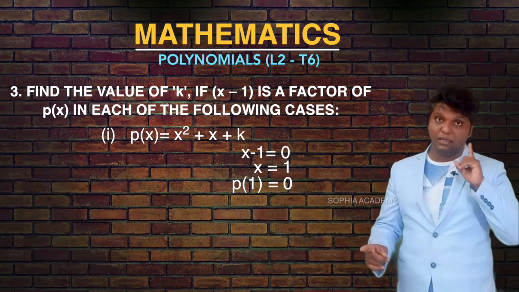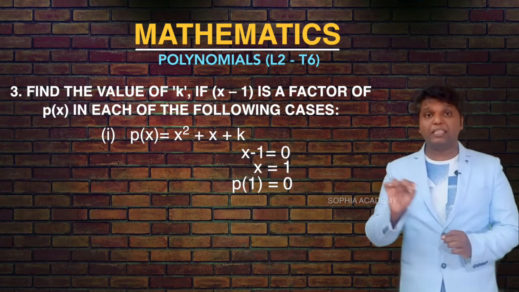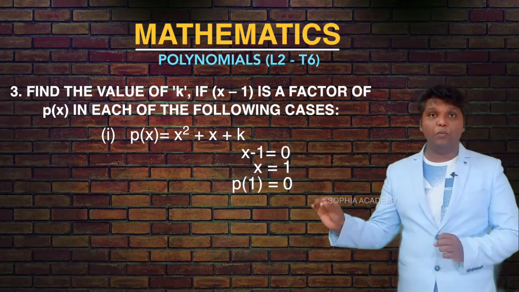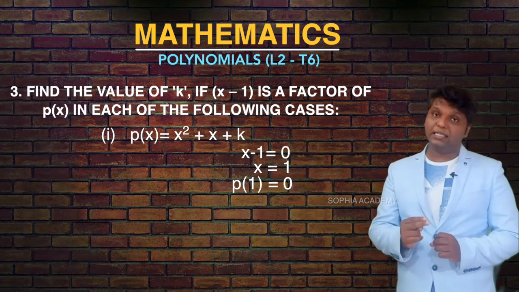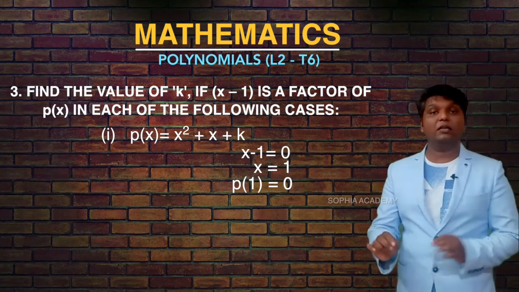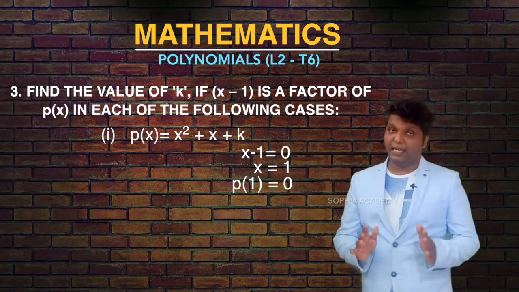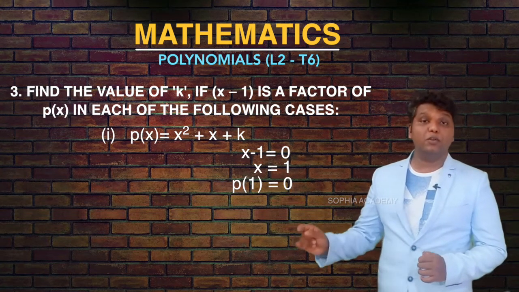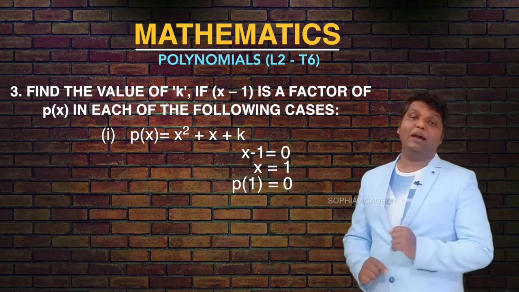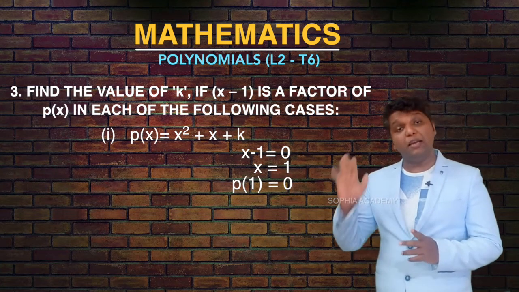As I told you at the start of this section, if x minus a is a factor, then p of a is equal to 0. Or just the opposite, we can say: if p of a is equal to 0, then x minus a will be a factor of the given polynomial. So here x minus 1 is a factor, that is the given thing. So x minus 1 is equal to 0. That means x is equal to 1. That means we have to find p of 1, and this p of 1 is 0.